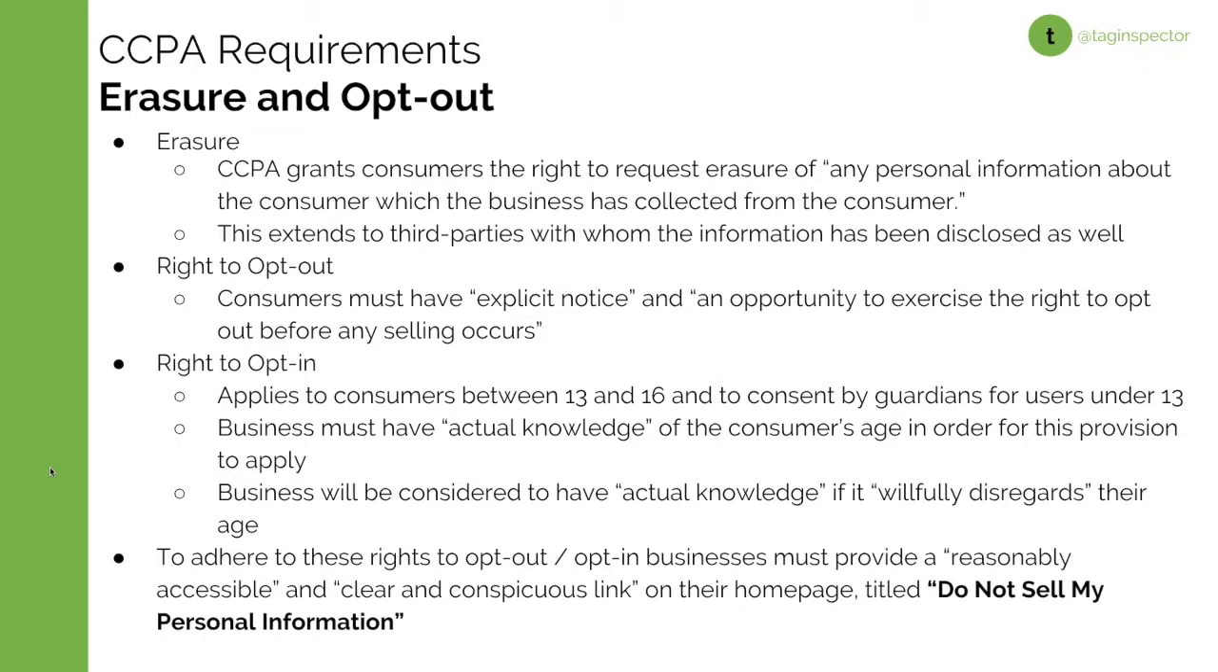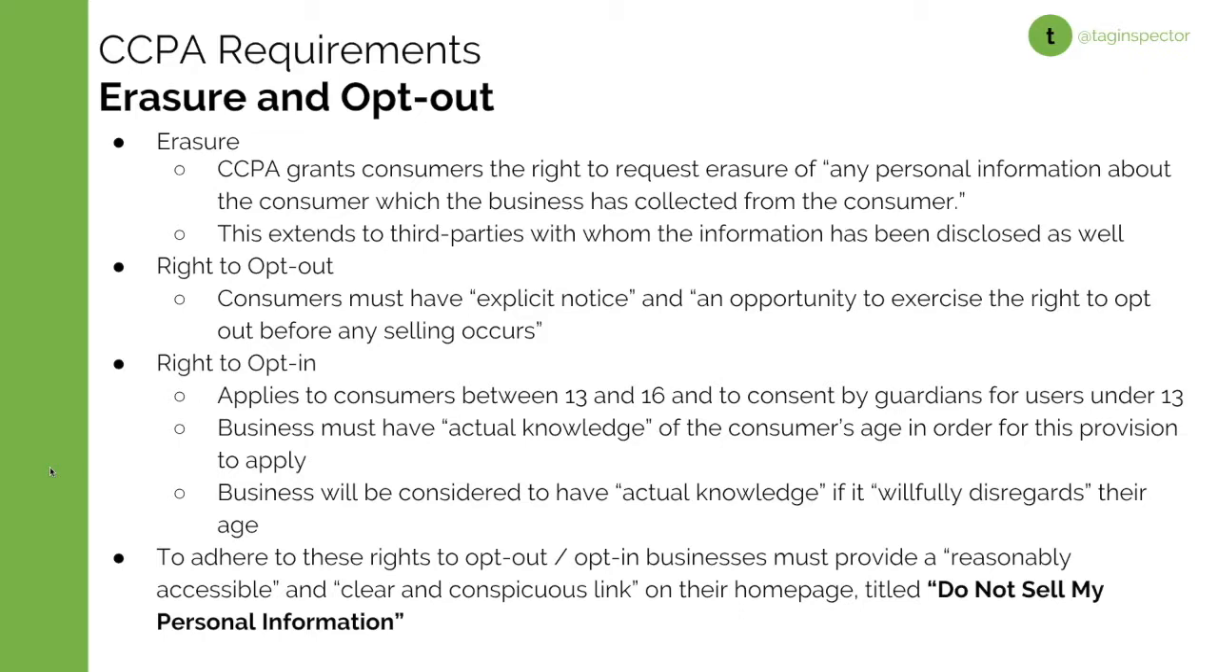In addition to this, individuals have the right to opt out. Consumers must have an explicit choice and an opportunity to exercise the right to opt out before any selling occurs. They also have the right to opt out of collection, with some exceptions, but namely, users need to have the ability to opt out of that tracking, that collection of personal information. There's also an additional level to this. Users between the ages of 13 and 16 need to have the right to opt in as opposed to out.